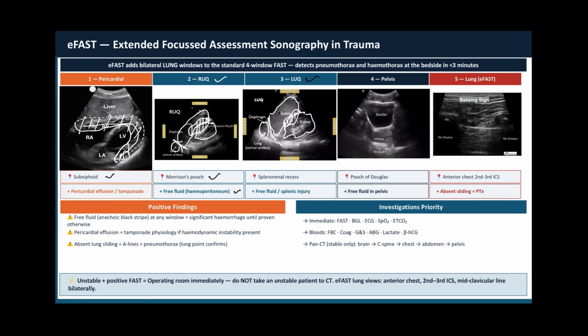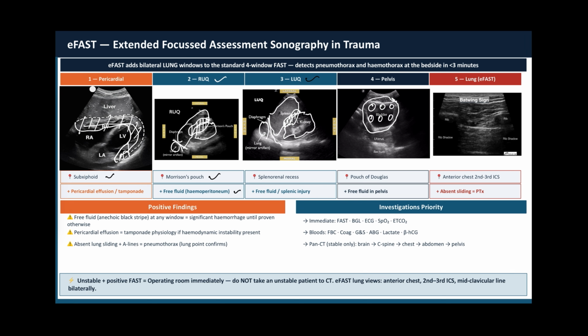Next is the pelvis. In the pelvis, you look for bladder injury. So this is the bladder. Here you are able to clearly see the walls of the bladder. If there is any bladder rupture, you won't be able to see the clear walls of the bladder, and you can find pockets of fluid in case of bladder rupture as well.